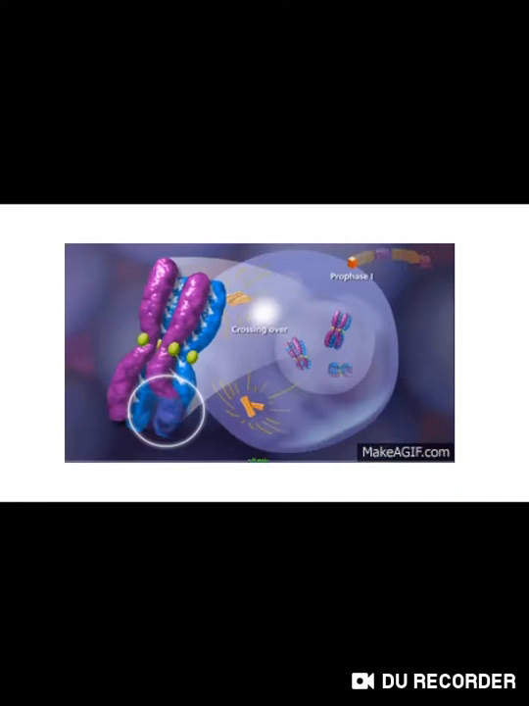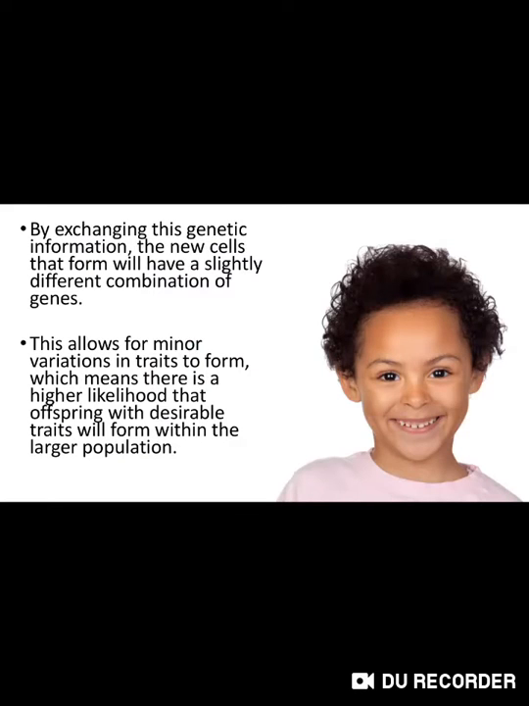This is an animation of how crossing over occurs. By exchanging this genetic information, the new cells that form will have a slightly different combination of genes. This allows for minor variations in traits to form, which means there is a higher likelihood that offspring with desirable traits will form within the larger population.